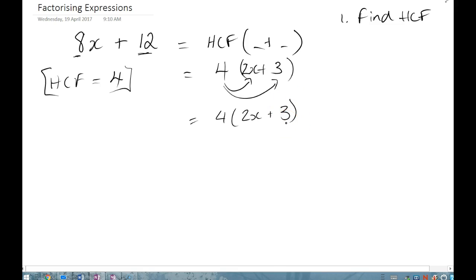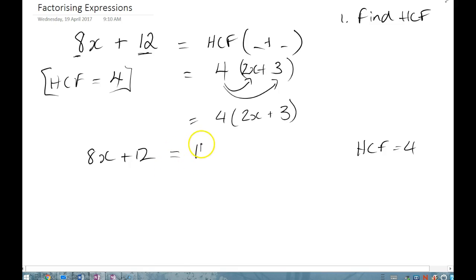So that way of thinking is very logical and you can do it. But there is also another way of setting this problem out. So let's have a look at the same question. So we go 8x plus 12. We know that the highest common factor is 4. Okay, and so here's another way of thinking about how to write our final answer.